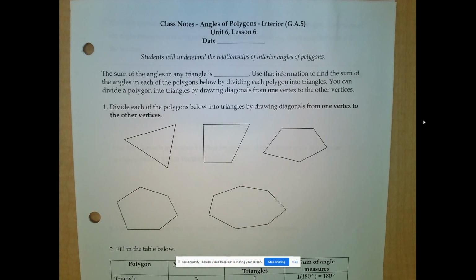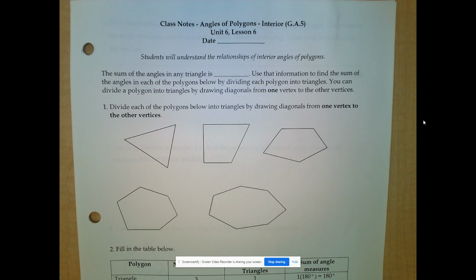Hey, so today we're going to talk about angles of polygons, and we're starting to get into what most people recognize as geometry because it's involving shapes. We're going to be talking a lot about angles as well, so it really connects back to the last couple lessons. The sum of the angles in any triangle is blank.